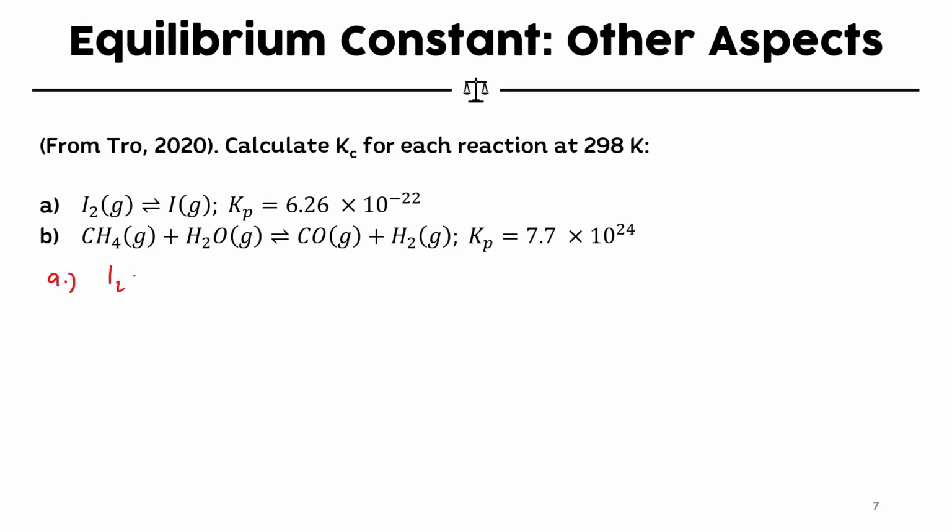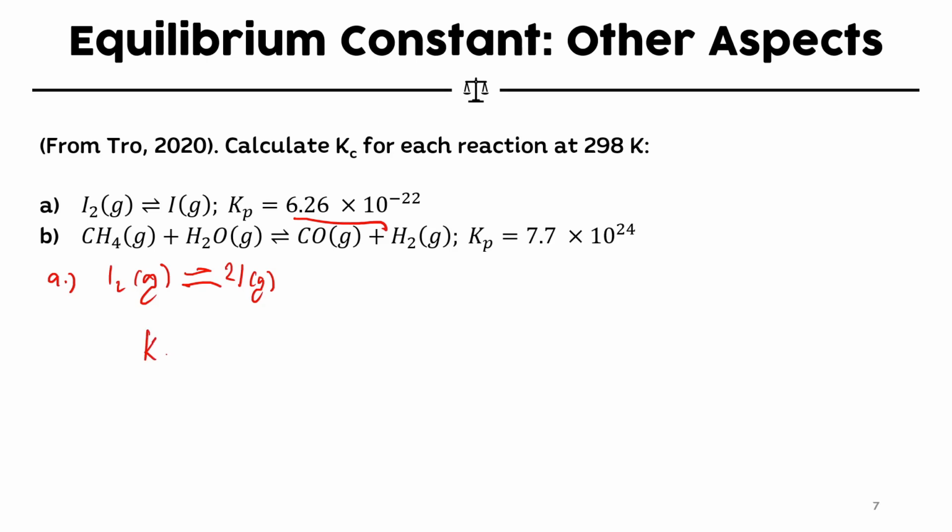So iodine gas will dissociate reversibly to form gaseous iodine atoms. So obviously this reaction is not balanced. Therefore, we balance the reaction. Since the only element present here is iodine, we have two iodine atoms here, but only one iodine atom here. So we will multiply this by 2 to make the equation balanced. And as you can see, the equation is already balanced. So we already have the value for Kp.